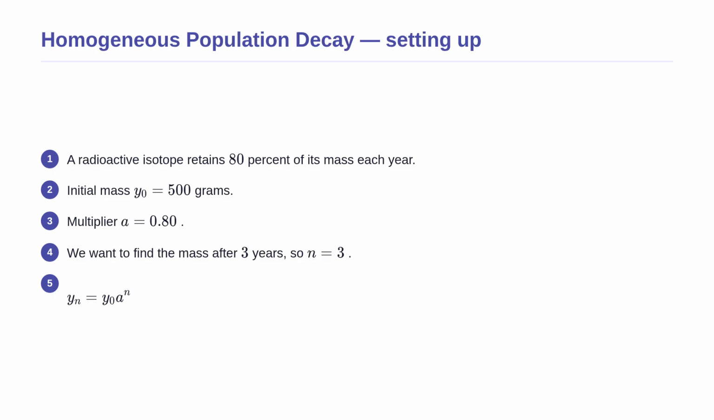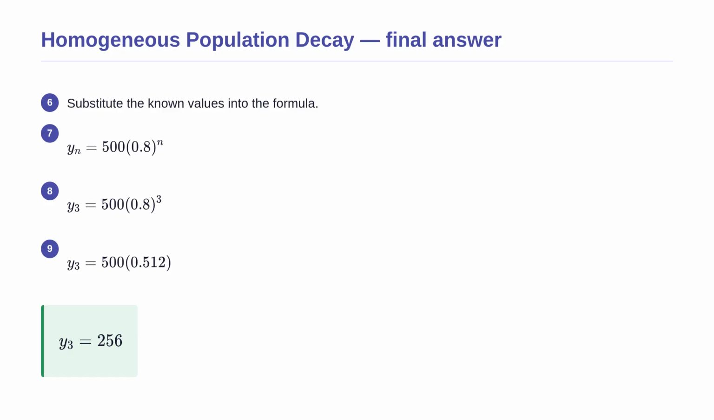Since nothing is being added from the outside, we use our homogeneous closed form formula. We write down the general formula to set up our calculation. Continuing with our calculation, we substitute our specific numbers into the formula. We replace y sub 0 with 500 and a with 0.8. To find the mass after 3 years, we plug in 3 for n.